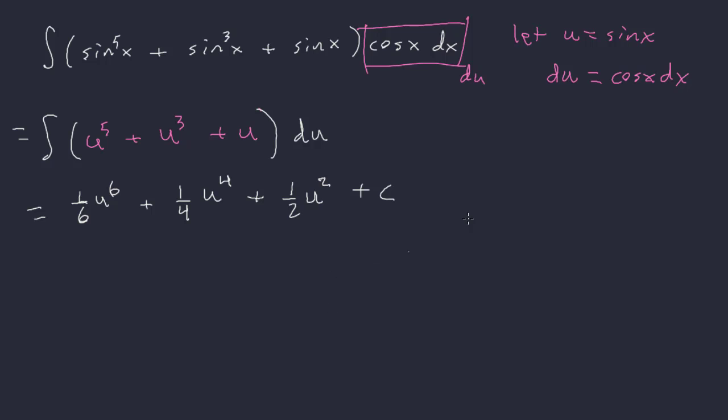And now all we need to do is put our x's back in. So our u was sine, so we'll get 1/6 sine to the 6th x plus 1/4 sine to the 4th x plus 1/2 sine squared x plus c. Okay, so keep in mind you may be putting u's in multiple places, provided they all have the same sort of derivative sitting outside.